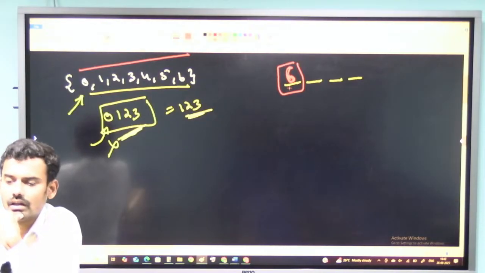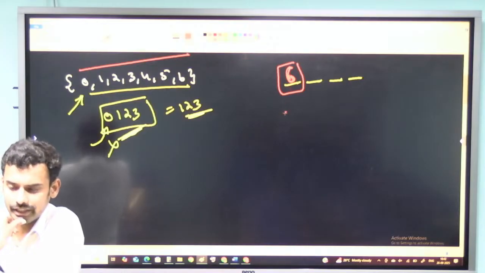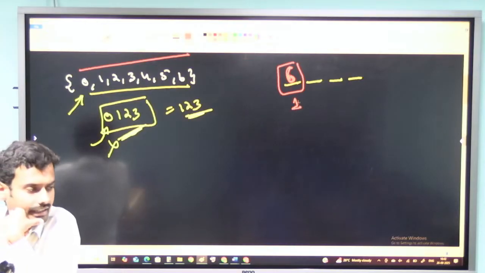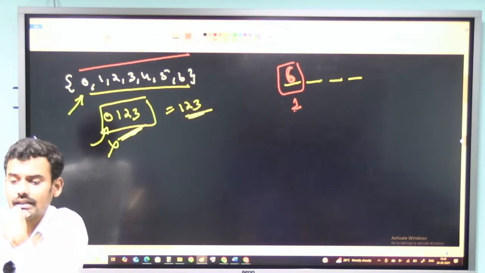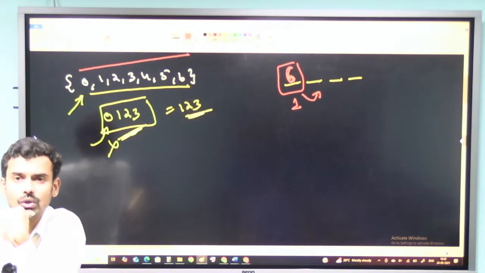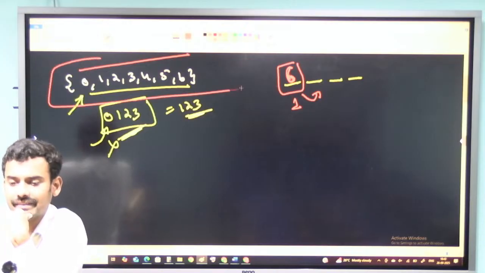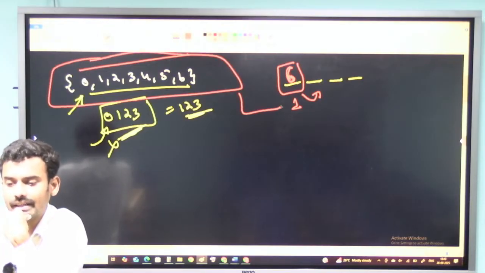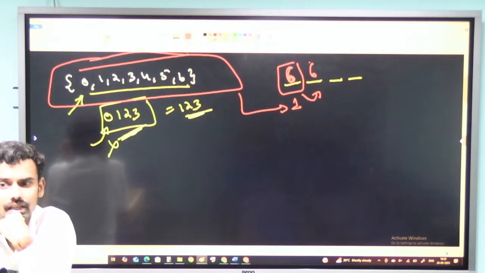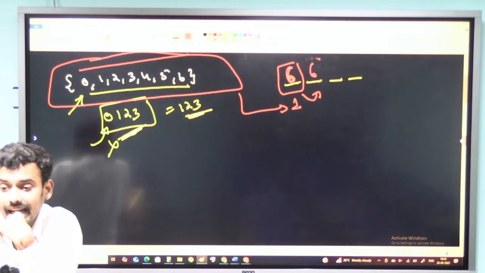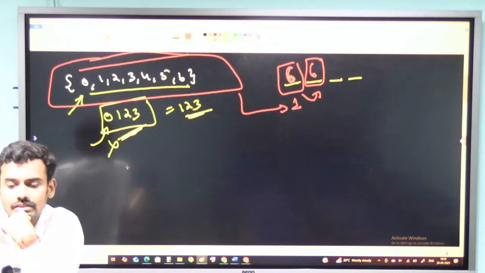Coming to the second place now, 1 digit is already used here. Then how many digits are left over? I have a total of 7 digits, out of which 1 digit is used. So I will have 6 more digits remaining. And however, I can still have 0 here, isn't it? 1023, is it a 4-digit number?